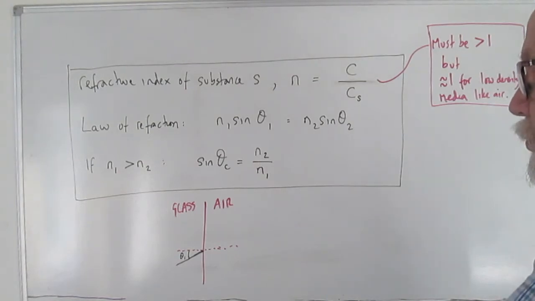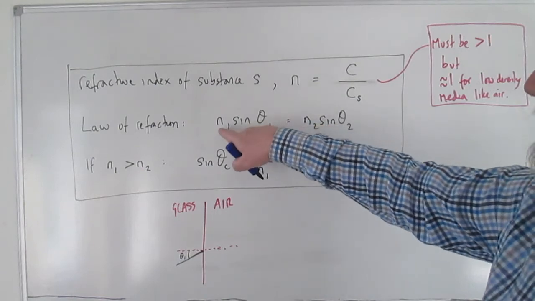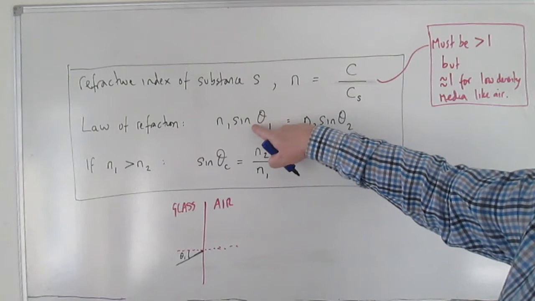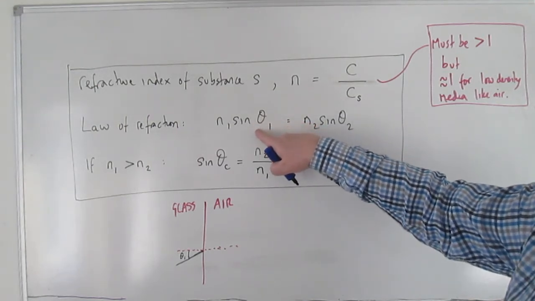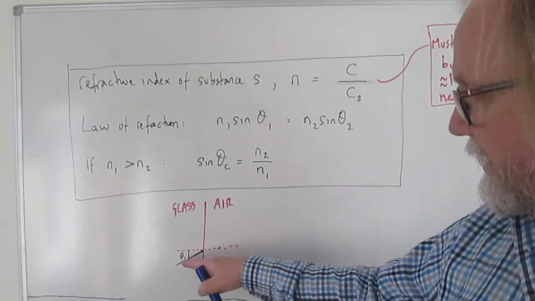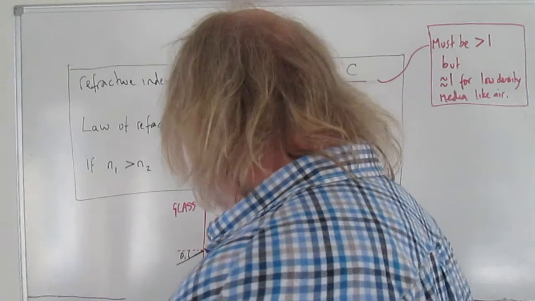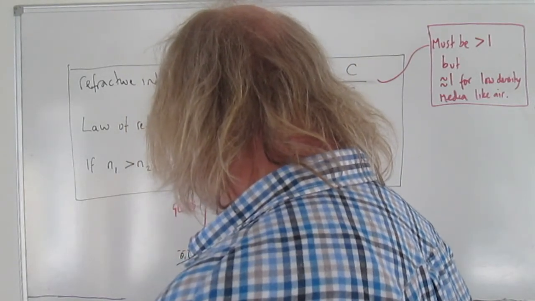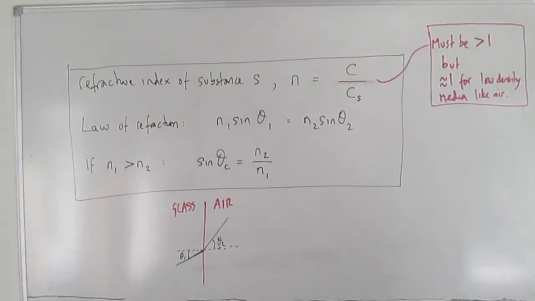And what we know is that because n1 is bigger for the glass, sine theta is going to be smaller, and therefore theta is going to be smaller for the glass. In other words, the ray is going to be closer to the normal in the glass than in the air, so when it moves out to here, we're going to get θ2, which is going to be a bigger angle.